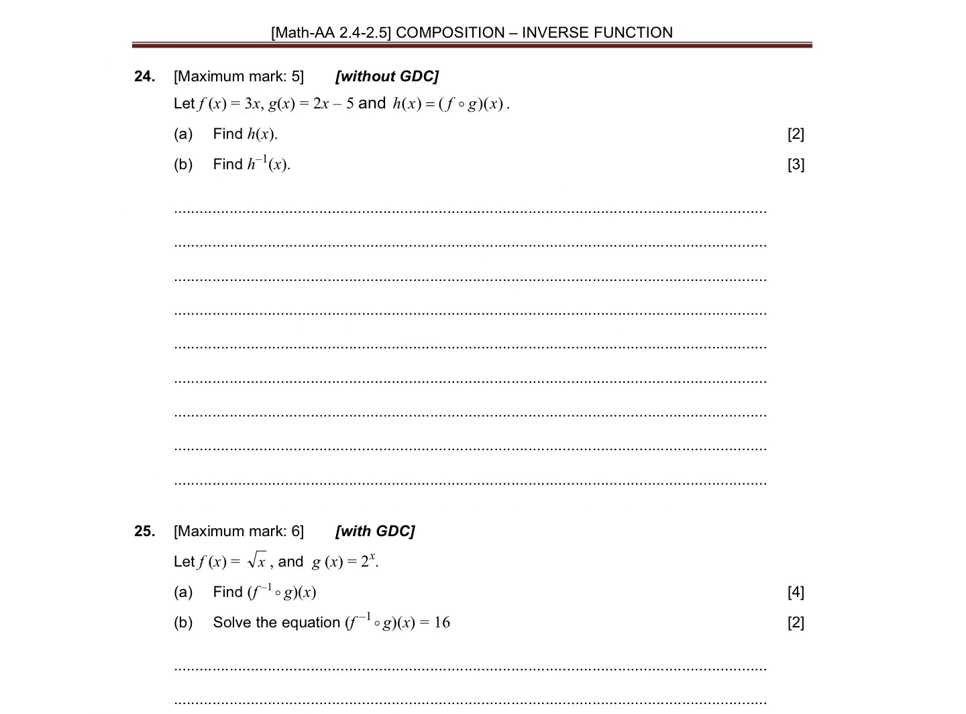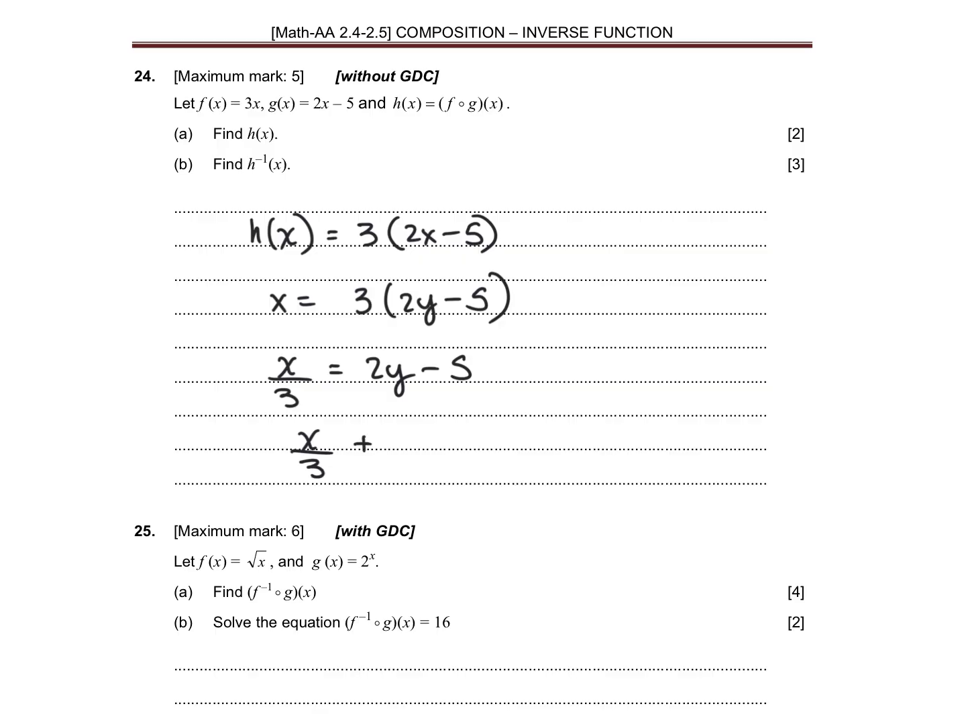All right, so h is f of g at x. So we want to substitute g into f. So we have 3 times 2x minus 5. And then if we want the inverse, we have it like this. So we'll divide by 3, 2y minus 5. And then we will add 5 and then divide by 2. So we're going to have x over 6 plus 5 over 2.